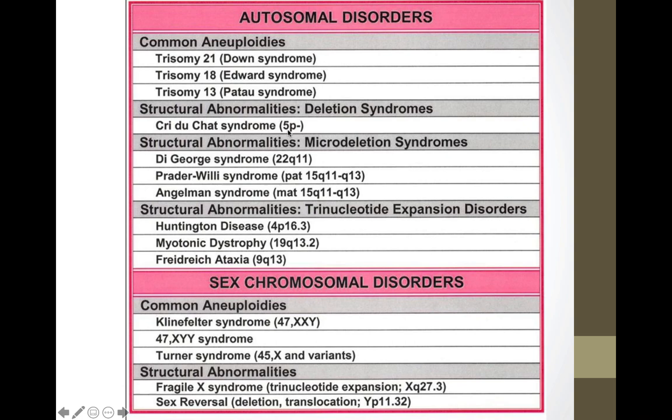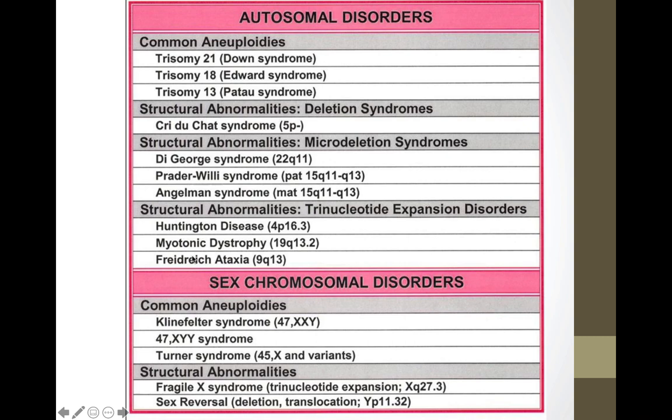Structural abnormalities, microdeletion syndromes, DiGeorge syndrome, we talked about it. This is a microdeletion, chromosome 22, Q11. Prader-Willi syndrome, Angelman syndrome, paternal or maternal, microdeletion at chromosome 15. The chromosome set coming from the father versus the mother, we will talk about in another lecture. And then you have trinucleotide expansion, for example Huntington disease, Friedreich ataxia, myotonic dystrophy.